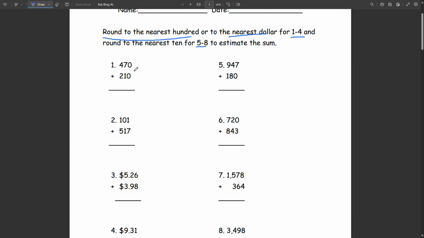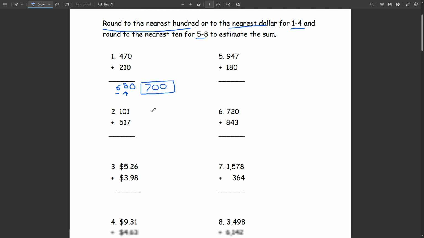So number 1, let's first just add them all out. 0 plus 0 equals 0, 7 plus 1 equals 8, and then 4 plus 2 equals 6. So we're going to answer 620. Since this number is 5 or above and it says to round to the hundreds place here, we're going to round up to just 700. So 700 is our answer for this one.